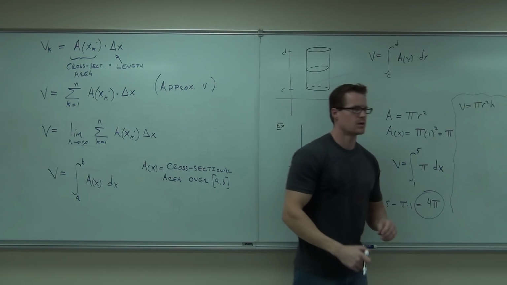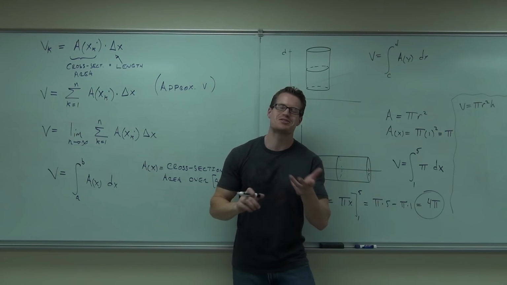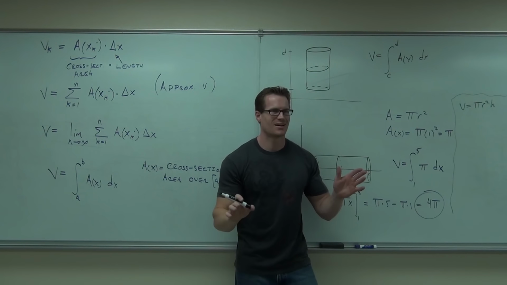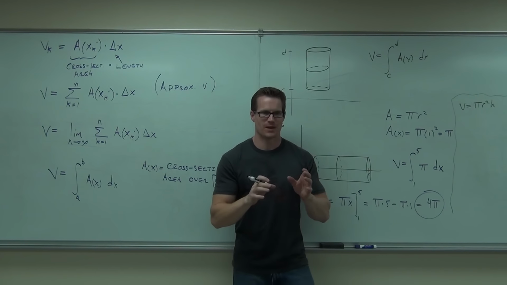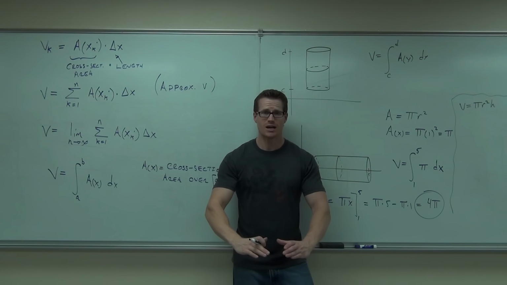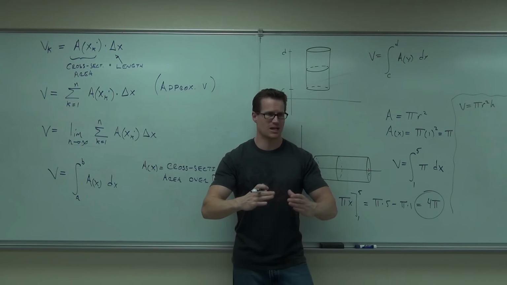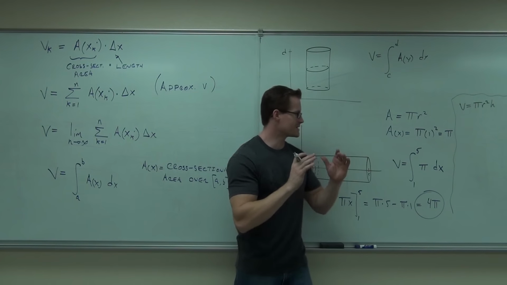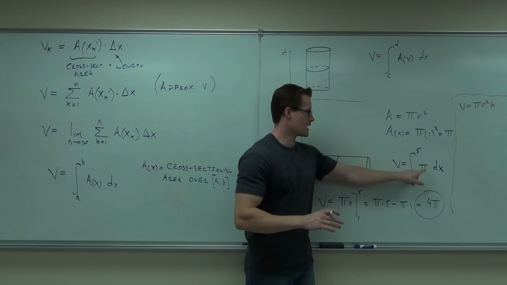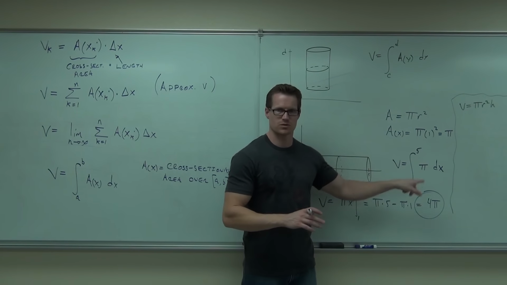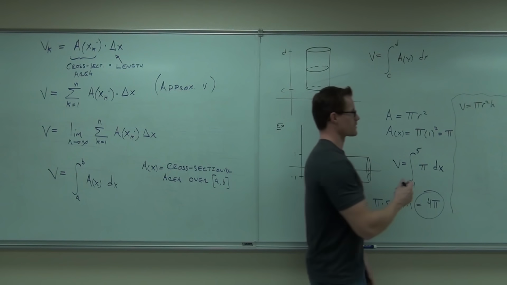Pi r squared height. Think about what you're doing, okay? Just think. The volume of a cylinder is the base area times the height. You basically stack up circles. That is literally exactly what we're talking about here. It's the area, and you stack up all the circles. Same thing, so it should work out the same.